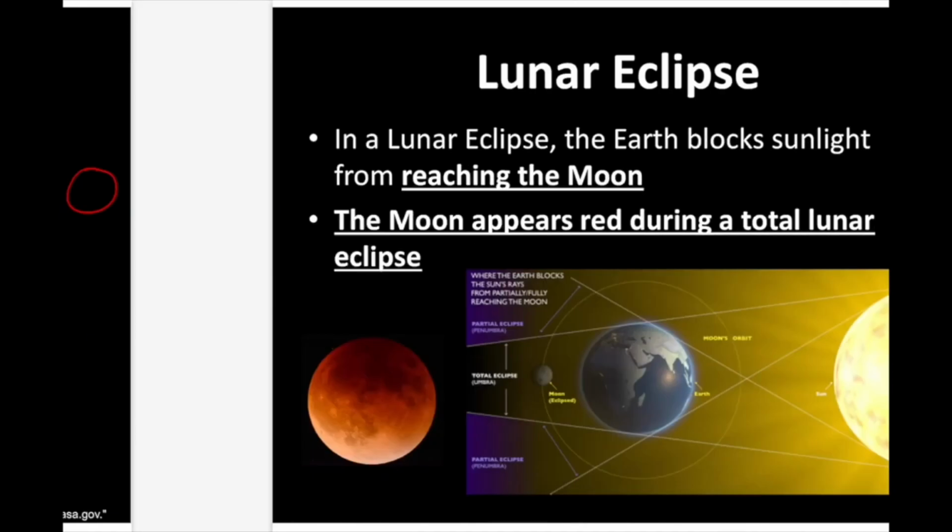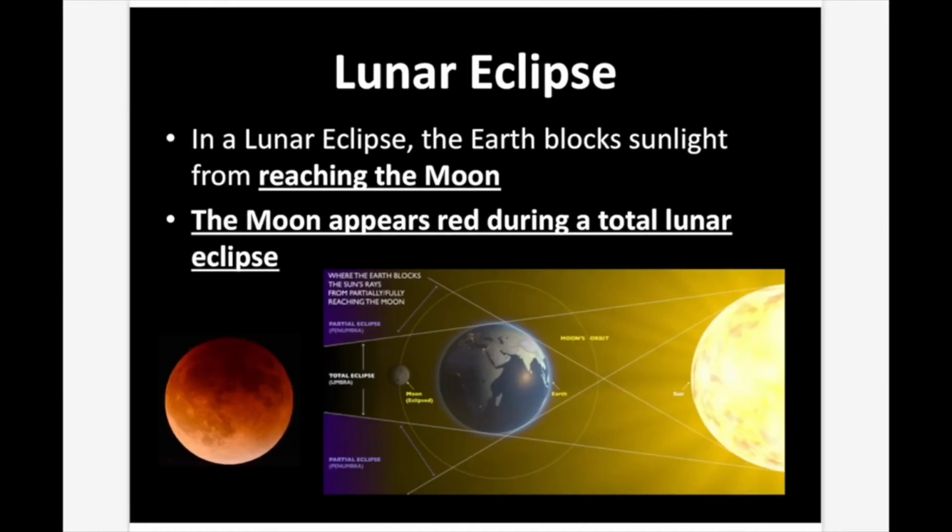Lunar eclipse. In a lunar eclipse, the Earth blocks the sunlight from reaching the moon. The moon appears red during a lunar eclipse, and we're going to see why that is in a moment. But you can see what's going on here. So you have the sun over here on the right-hand side, you have the moon on the left-hand side, and you have the Earth right between them. As the sun tries to reach the moon, it's blocked by the Earth.